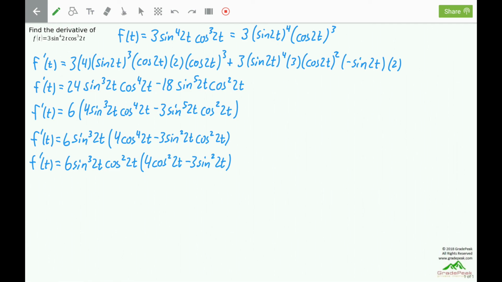Now there is no identity for cosine squared and sine squared when they have different coefficients in front of them. We have the 4 with the cosine squared and the negative 3 with the sine squared, so that will not be a Pythagorean trig identity or anything like that. So we will leave them in this order here. This is the fully factored version, f prime of t: 6 sine cubed of 2t cosine squared of 2t times the quantity 4 cosine squared 2t minus 3 sine squared 2t.